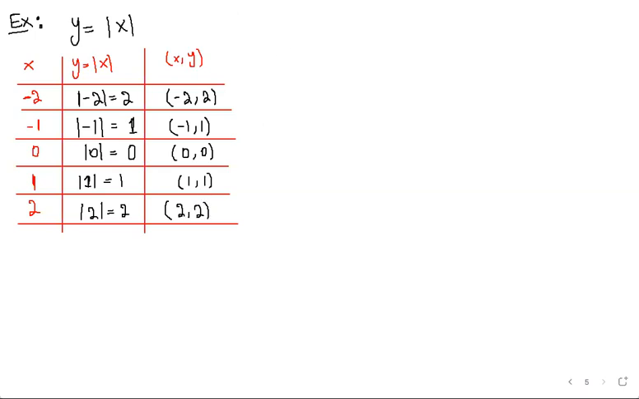Now let me draw the plane. So this is the y-axis. Here is my x-axis. So again, take a point. First point is 0, 0. So this is my 0, 0, the origin point. Second point is 1, 1. Here is my 1, 1. Third point is 2 and 2. This is my 2 and 2.